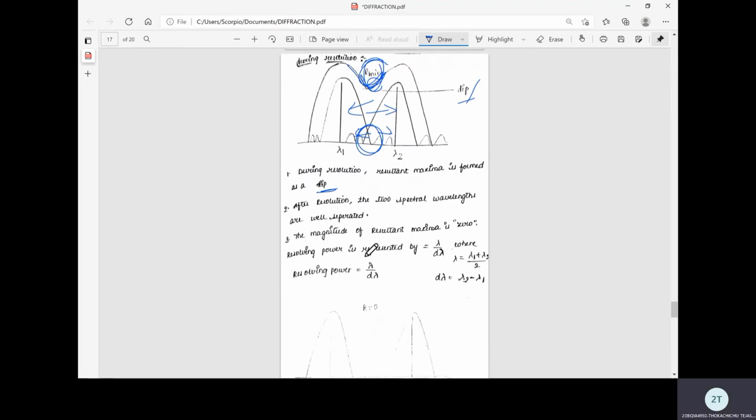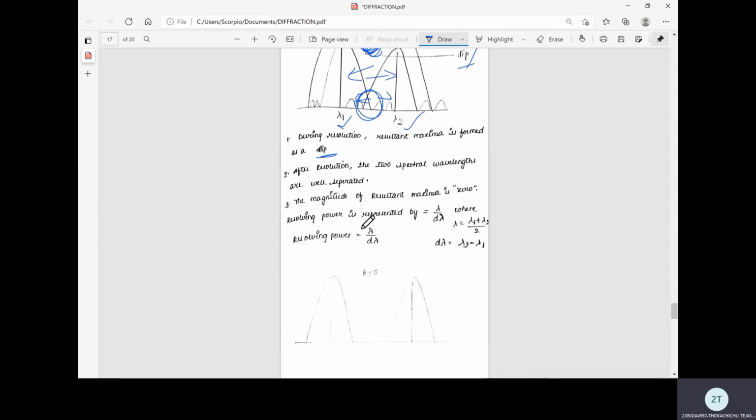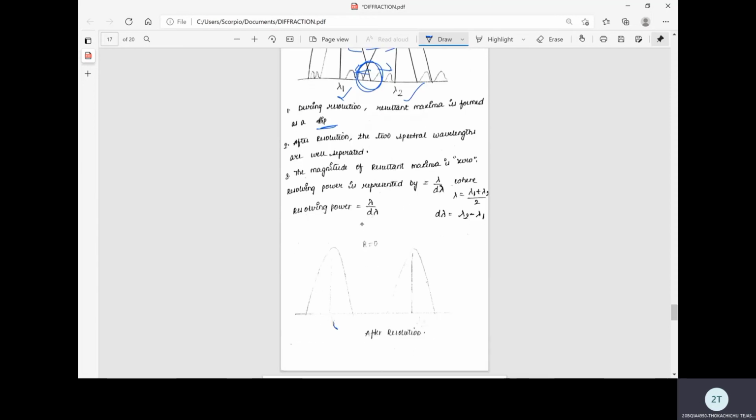Now after resolution, these two overlapping colors with slightly different wavelengths, that is lambda 1 and lambda 2, are separated, and we get graphs of separate wavelengths, that is of lambda 1 and lambda 2. After resolution, the resultant will be R equal to 0 because they are no longer overlapping, since we have separated them using an optical instrument with considerable resolving power. Now, from this experiment, we can write that the magnitude of the resultant maxima here is 0.